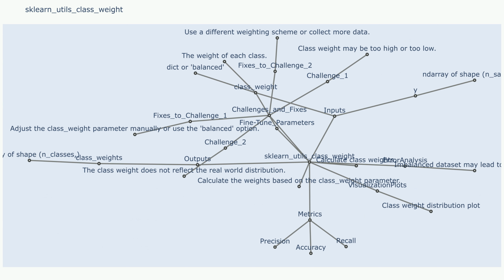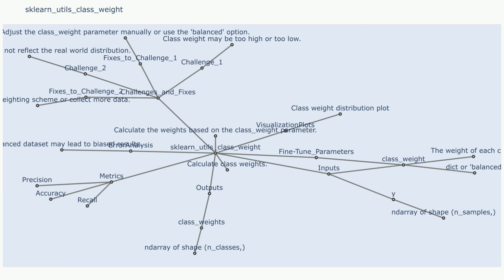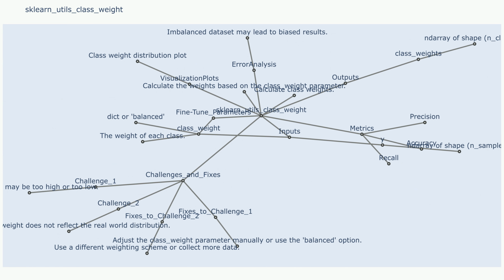This imbalance can lead to biased model training, where the model favors the majority class and performs poorly on the minority class. Inputs: a 1D array containing the target labels for the training data. class_weight: a string or dictionary specifying the class weights. Outputs: class_weights: a dictionary mapping each class to its corresponding weight.